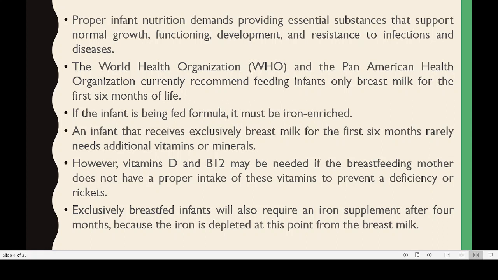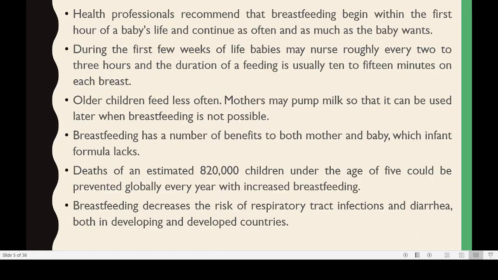Exclusively breastfed infants will also require an iron supplement after 4 months, because iron is depleted at this point from breast milk. Even if you are giving only breast milk up to the 4th month, there is no need for any other food. But from the 4th month, the amount of iron available in the mother's milk will gradually decrease, and after that it becomes necessary to start introducing multivitamin drops for the children. That is the meaning of that sentence.